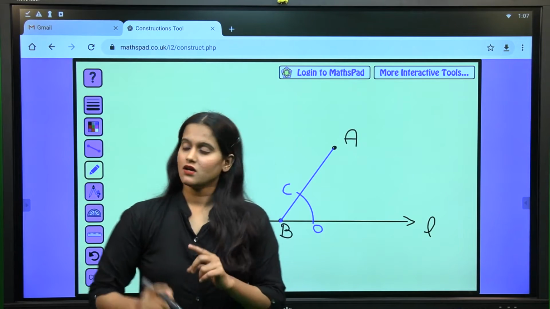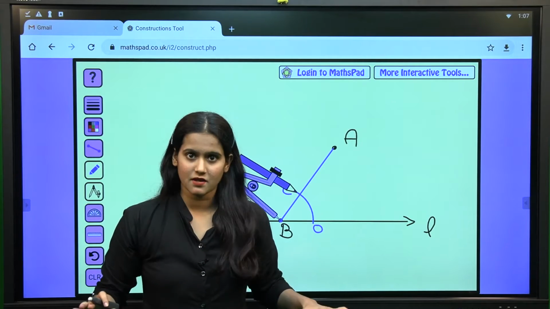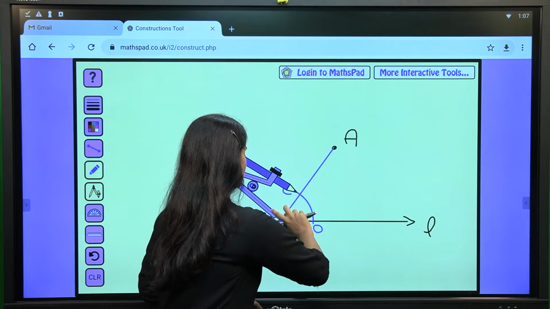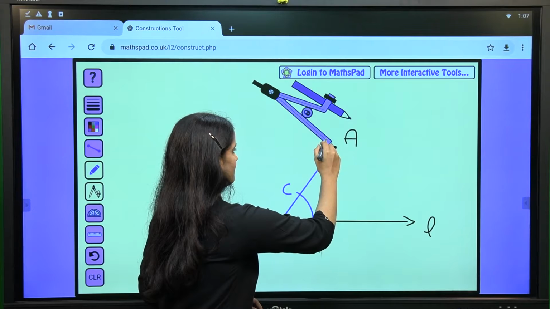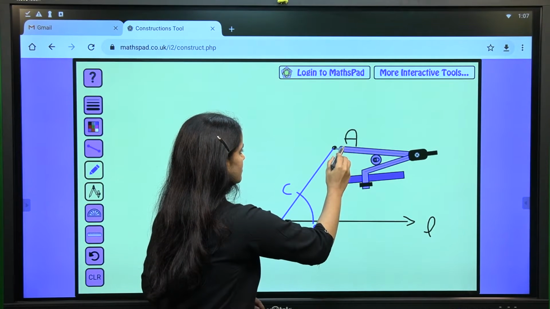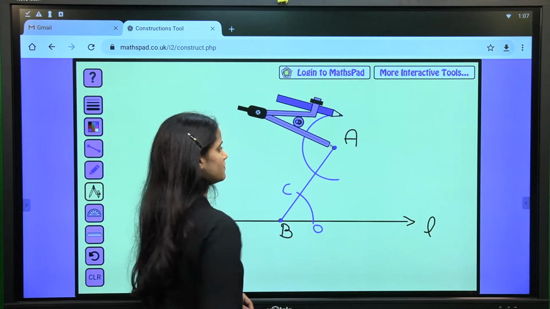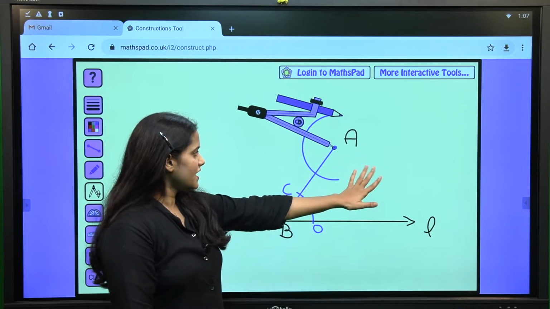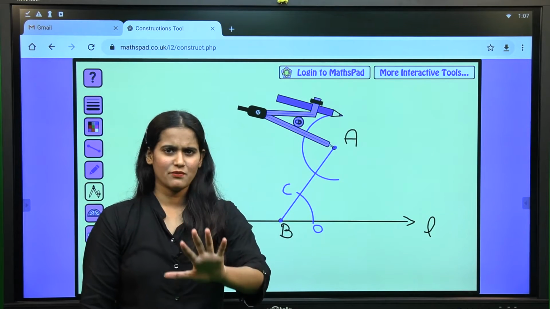Okay, here the next step is the same radius without any disturbance. With the same radius, keep this compass on point A, and then draw an arc like this. Yeah, that's fine. Now we are already done. Only one part is remaining. So the next part is very important.